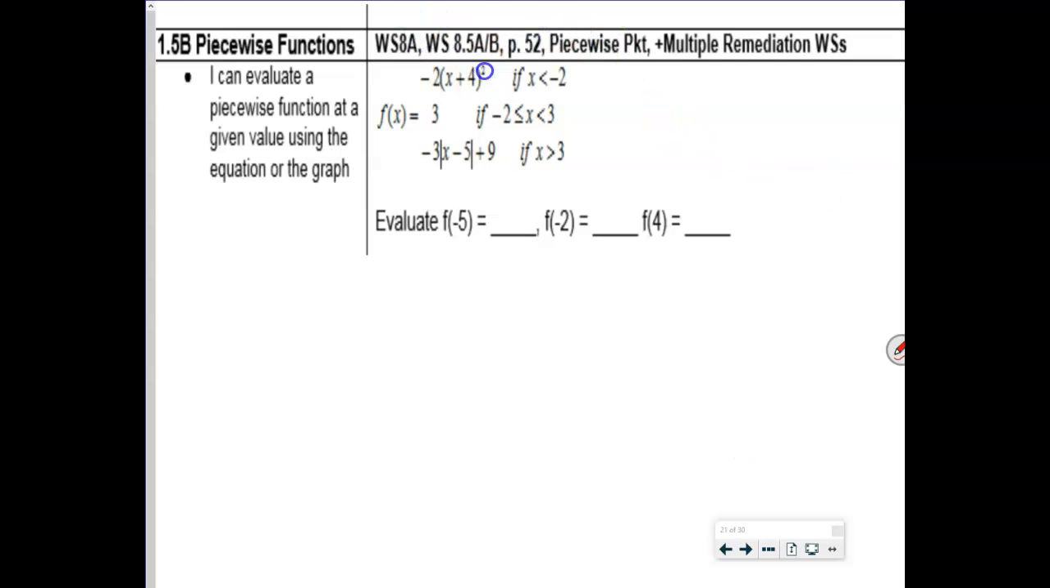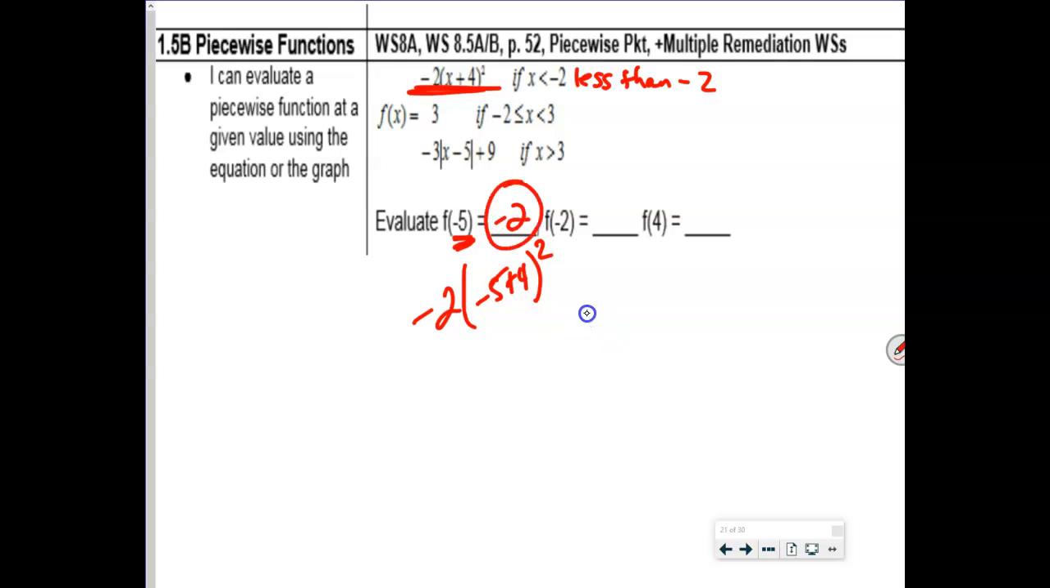Uh-oh. Wait a minute. My dyslexia. This function is used if your x is less than -2. Is -5 less than -2? So you'll be plugging into that top function. Let's see. That's a 1 squared 1. 1 times -2 is -2.